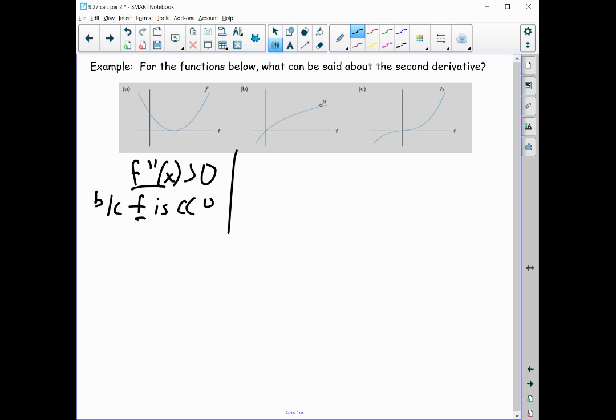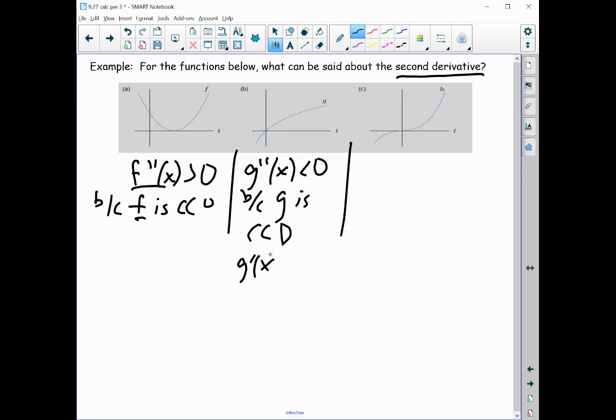Okay, second example, g of x. If I look at g of x, to be able to say something about the second derivative, I'm looking at concavity. So for g of x, I could say that g double prime of x is negative because g is concave down. Now, what could I say about g prime here? g prime of x would actually be positive. And I know g prime is positive because g is increasing.